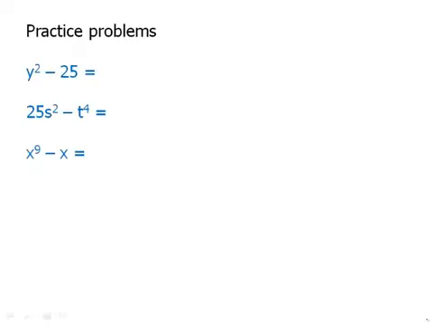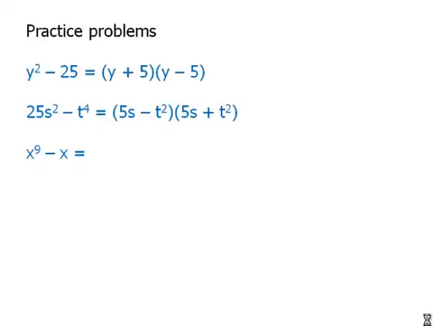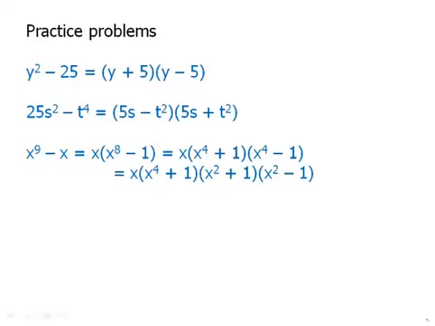So here's some practice problems. Pause the video and factor these fully, and then we'll talk about them. First one is very easy to factor. Second one, we can factor this. The third one, we factor out an x, and then we factor into x to the fourth plus 1 times x to the fourth minus 1, but that's a difference of squares, that second one, so we can factor that further. And then that x squared minus 1 is another difference of squares, so we can factor that further. So it turns out we get 5 different factors. That is the fully factored form of that last expression.